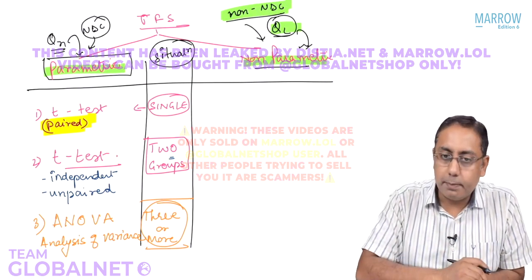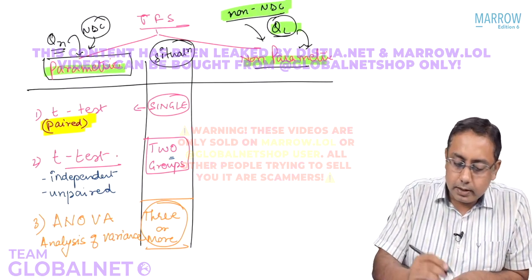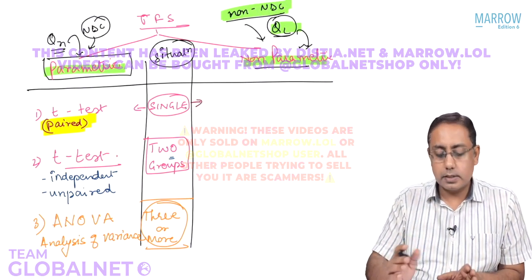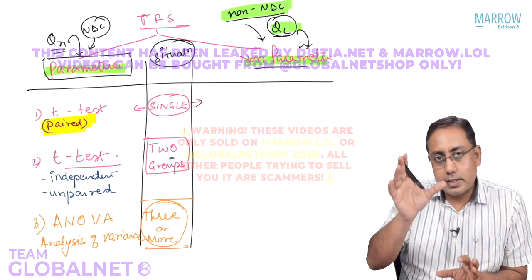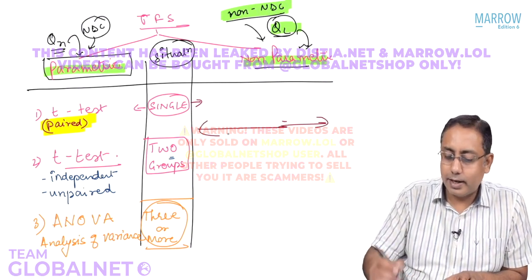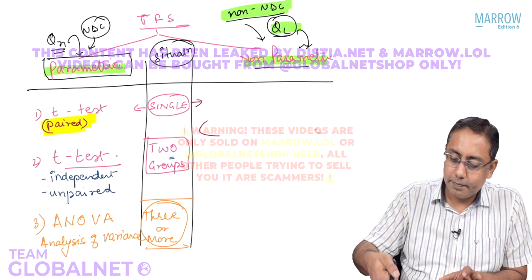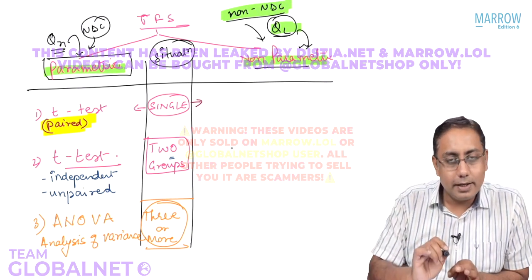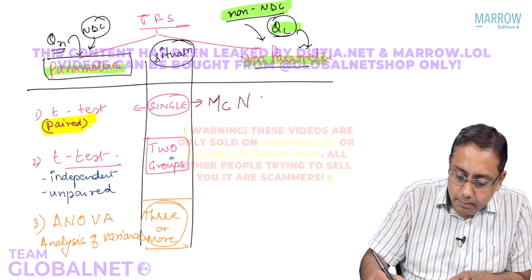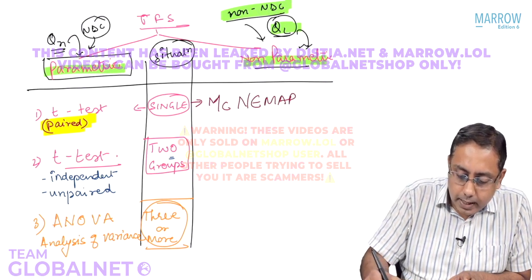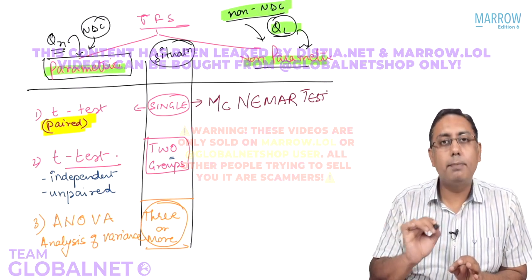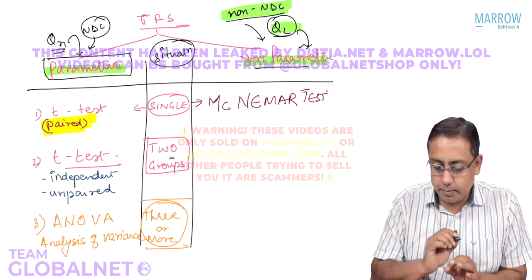Let's go to the other side. We'll talk about the non-parametric tests. Please mind that for a single group, in case of non-parametric tests, you might face some difficult names. That is the reason, if you see closely, I have built a slightly larger area. So the non-parametric test for a single group is called the McNemar test. Single group non-parametric test, that is called the McNemar test.